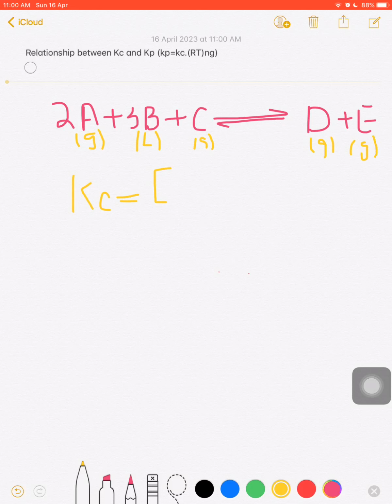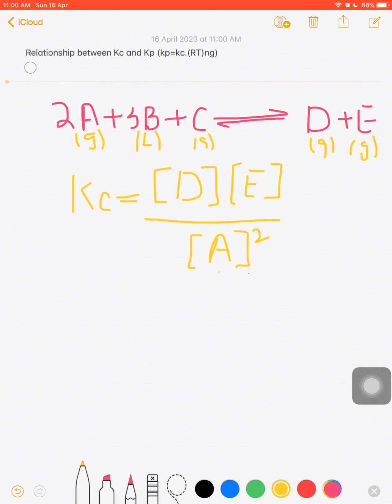So for this, D, E, and here we have A. We will only write here A because in order to find the relation between Kc and Kp, we require only gaseous molecules. So this is the concentration Kc is equal to D E upon A square, right?